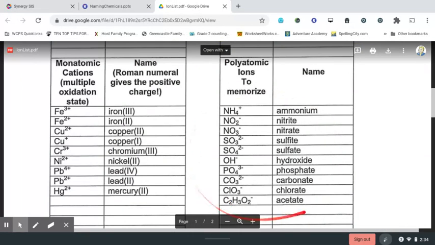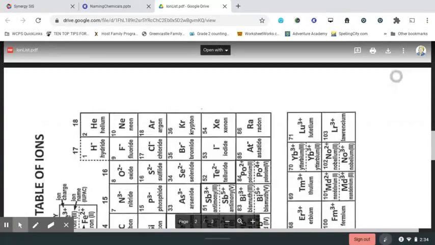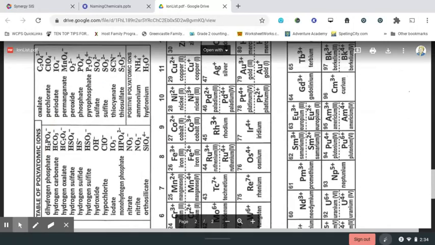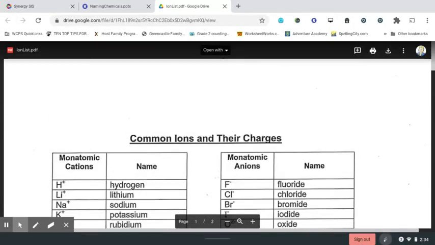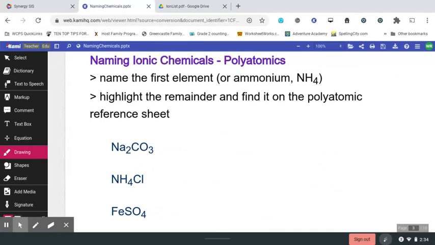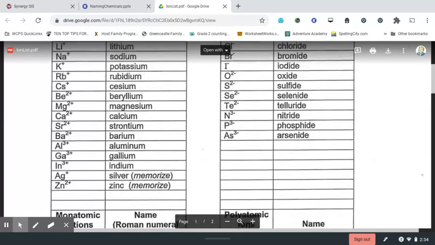What you have here are some examples of polyatomic ions, and you also have more on this second reference page, so you can use that as a reference. The idea is that you name the first element, or ammonium. If you see NH4, it's just called ammonium. Then I recommend you highlight the remainder of that chemical and find it on your polyatomic reference sheet. So you're going to want those handy.